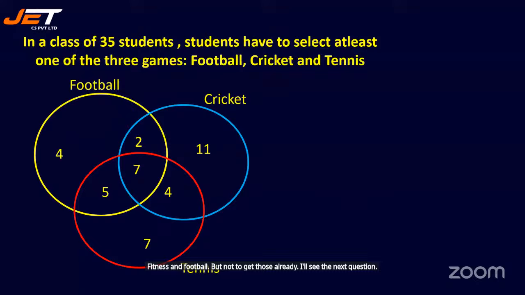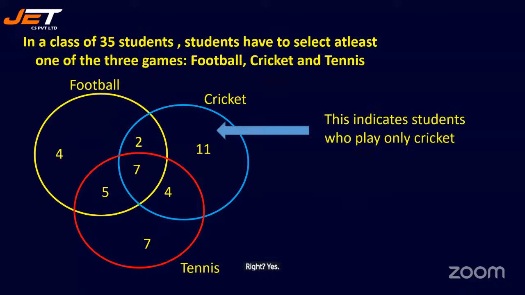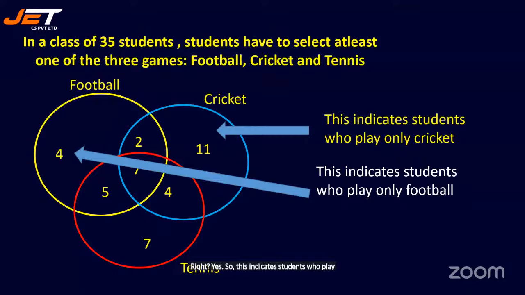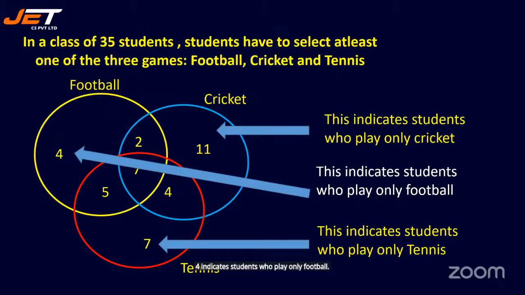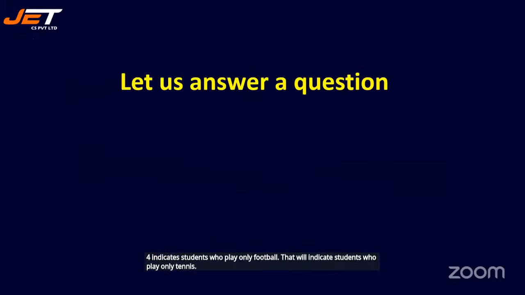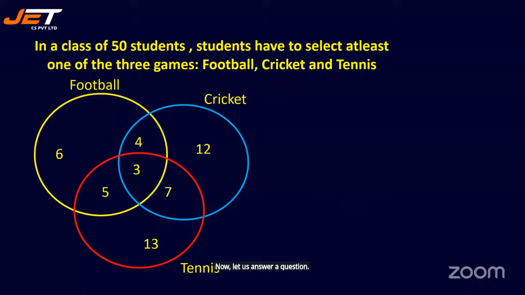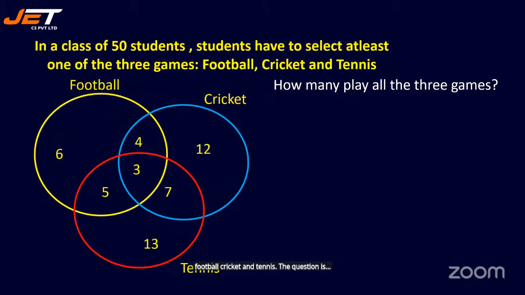In a class of 35 students, students have to select at least one of the three games, that is football, cricket, and tennis. Right? Yes. So this indicates students who play only cricket. 4 indicates students who play only football. 7 indicates students who play only tennis. Now let us answer a question. In a class of 50 students, students have to select at least one of the three games: football, cricket, and tennis. The question is, how many play all the three games?